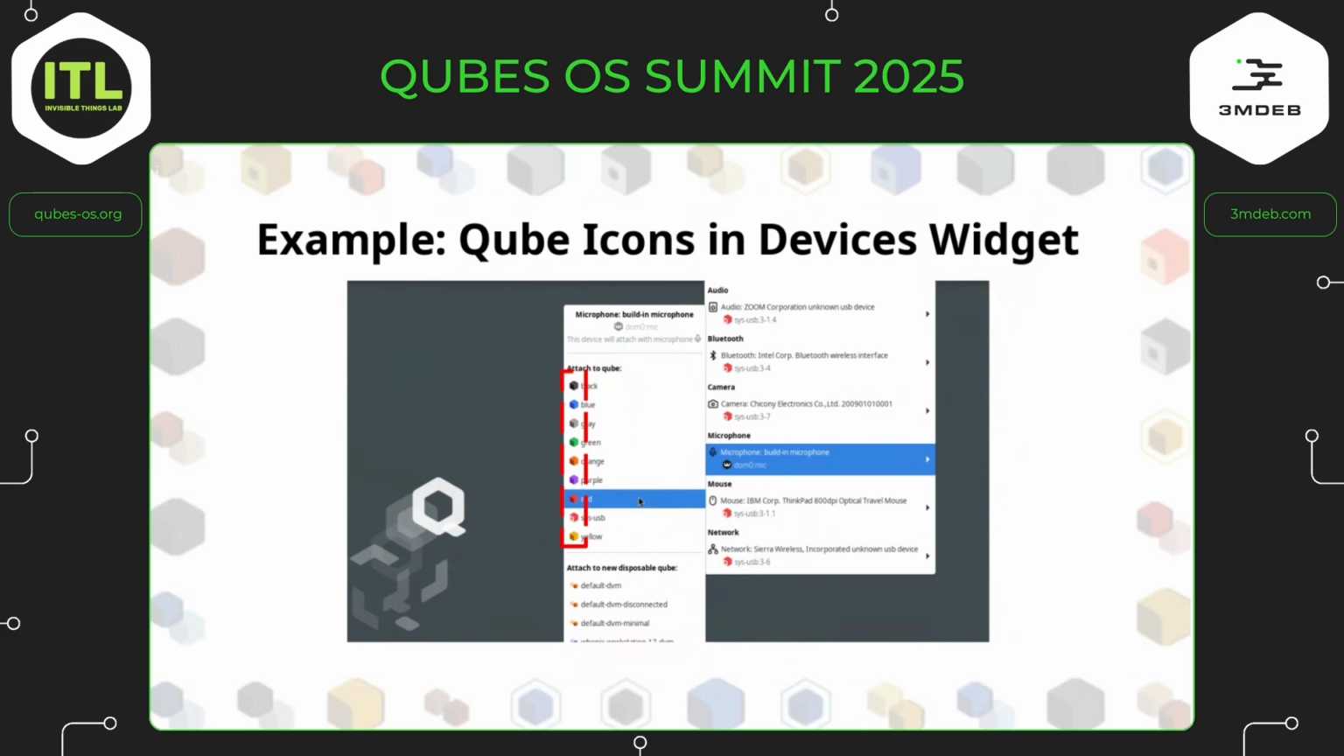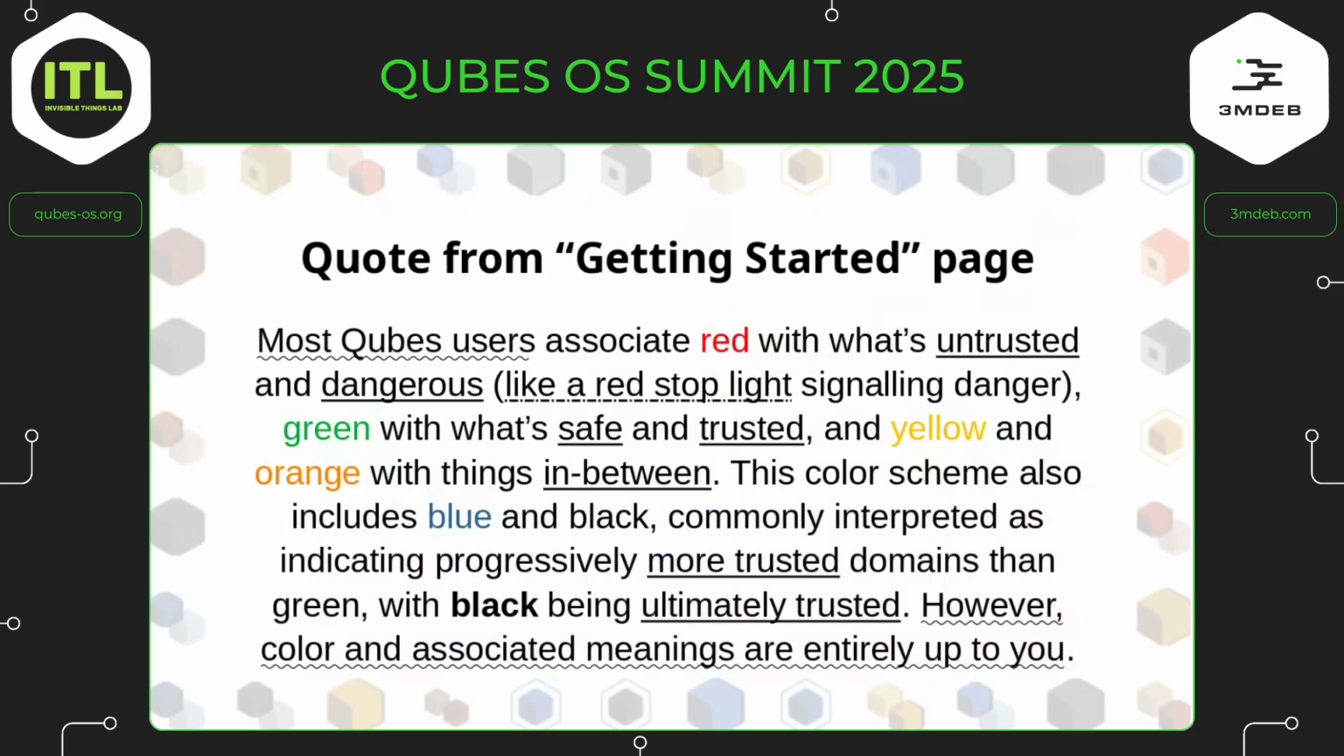And just another example. This is from the QoSS website with some suggestions on what color to use for each occasion. And it says most Cube users associate red with untrusted or dangerous. Green is for safe and trusted, yellow and orange for in between, and then blue for more trusted, and black is the ultimately trusted color. However, color and associated meanings are entirely up to the user.